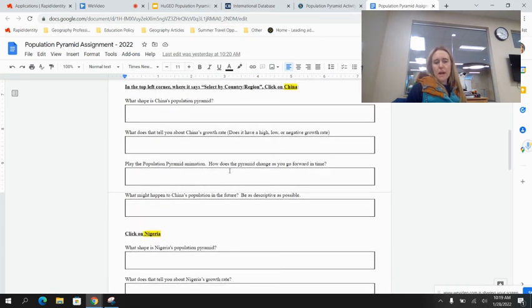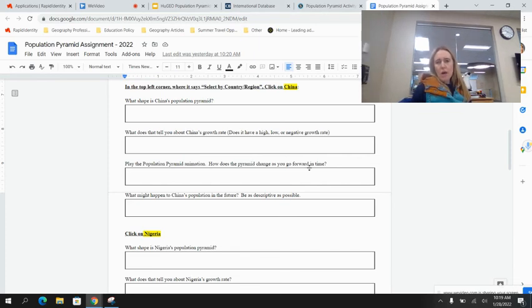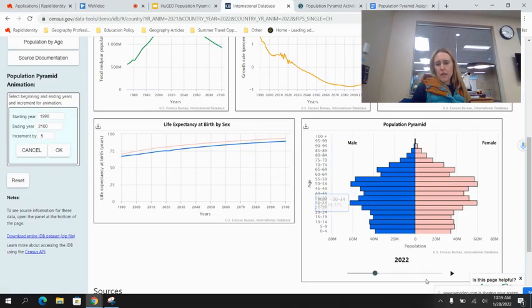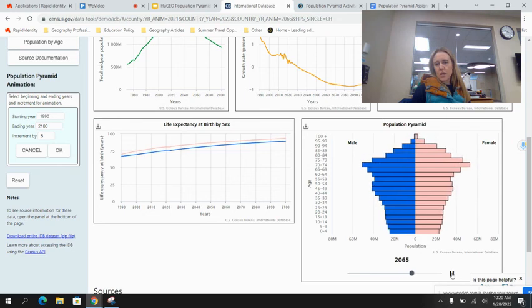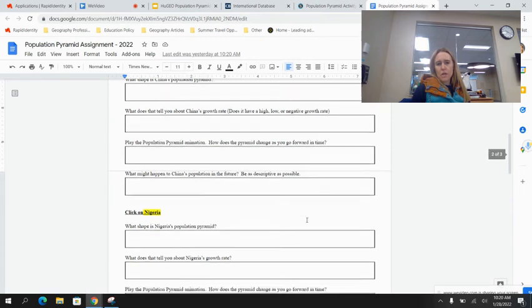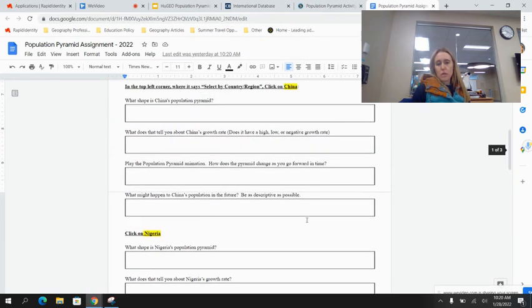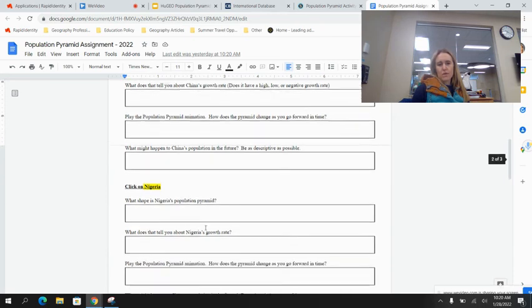And then it says, play the population pyramid animation. How does the population pyramid change as you go forward in time? So you're going to actually play the button, and you're going to see that the population pyramid changes, and you're going to describe how it changes over time, and whether it looks like China's population is going to shrink or grow. These last two questions are really about the future of this country.